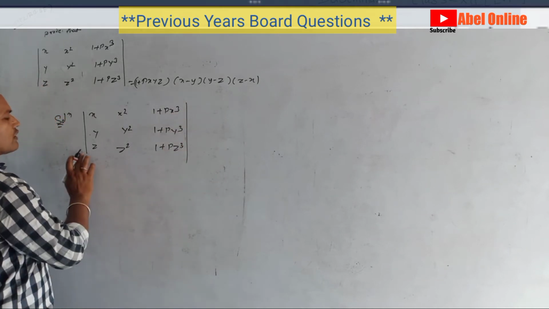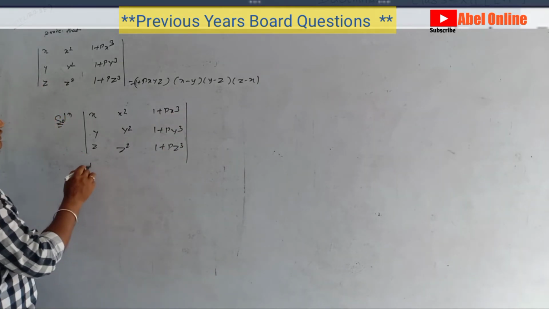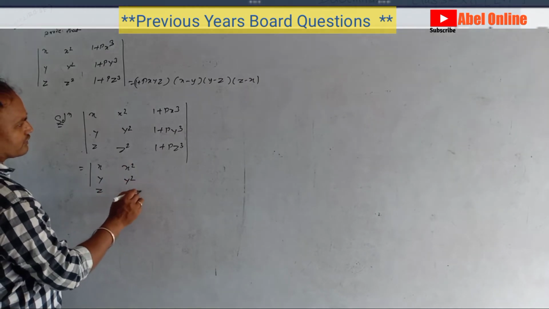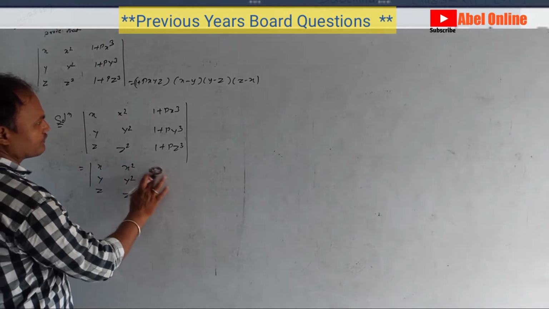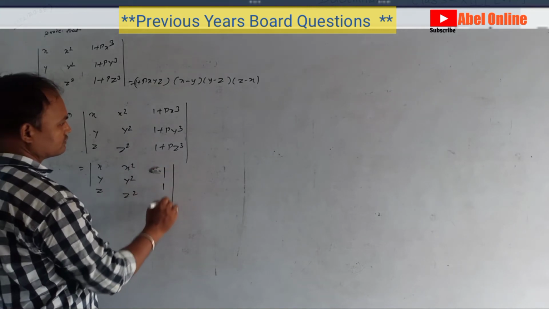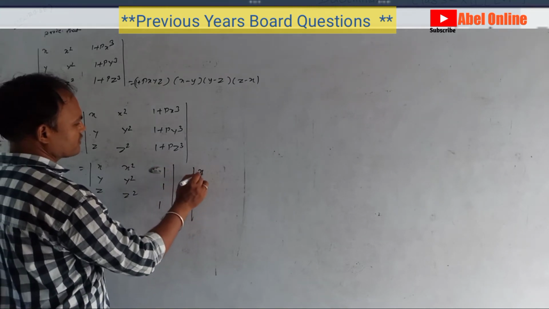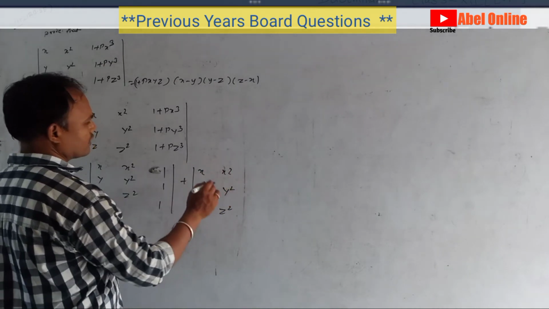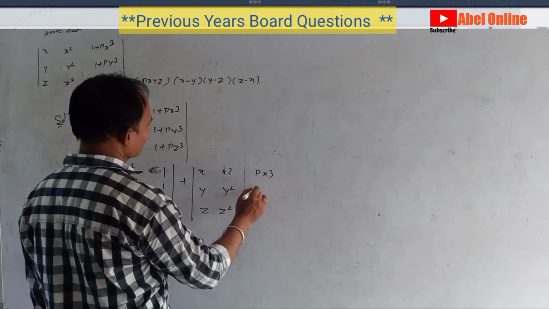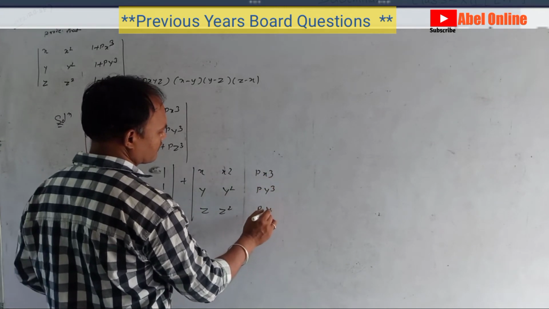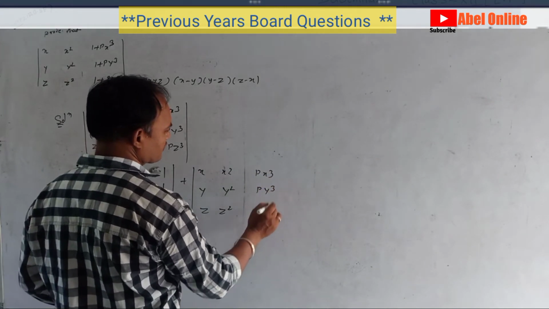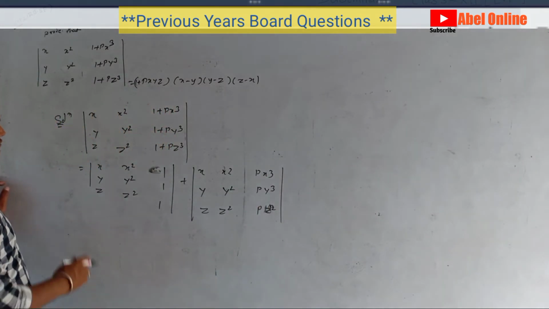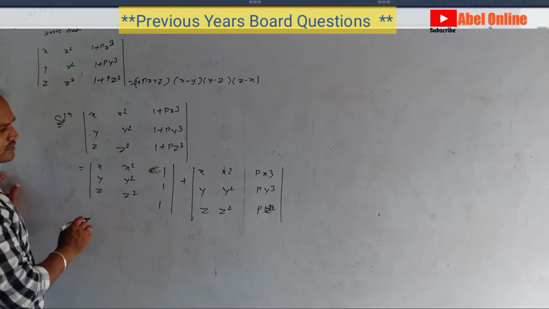So what happened here? Now we are going to separate this. We can say it is the determinant x, y, z; x square, y square, z square; 1, 1, 1, plus the determinant x, y, z; x square, y square, z square; p x cube, p y cube, p z cube. This type of question I already solved in previous videos, so I am going to do it fast.